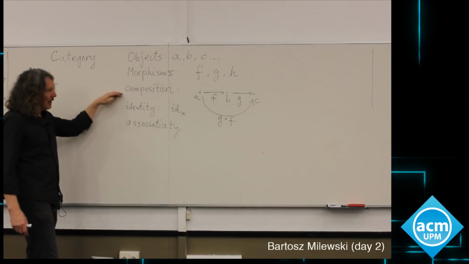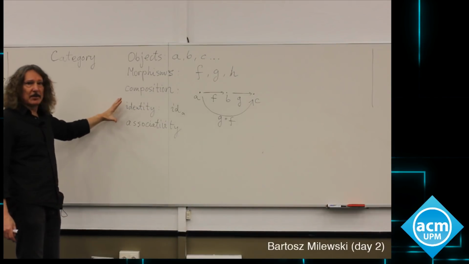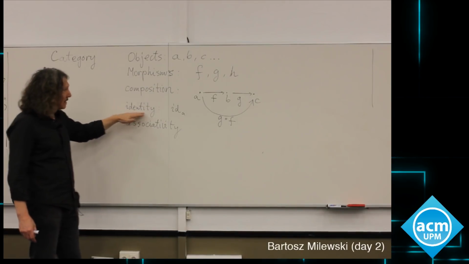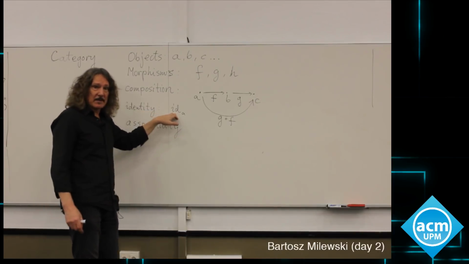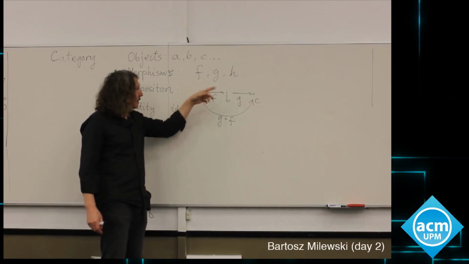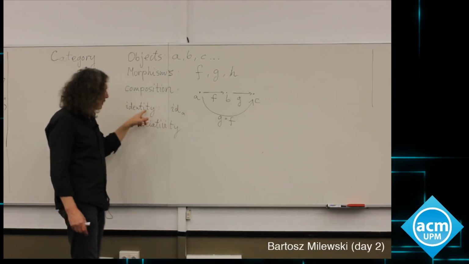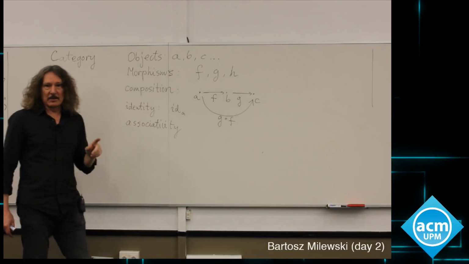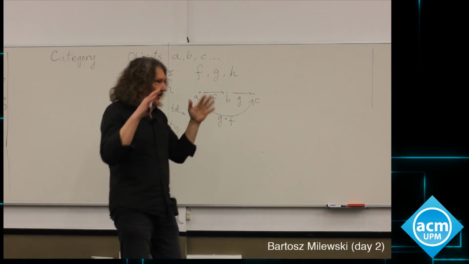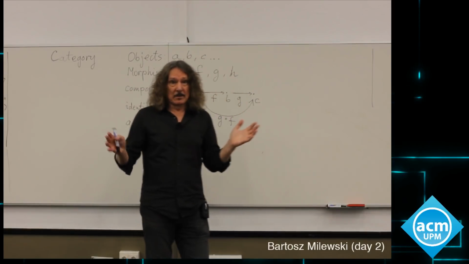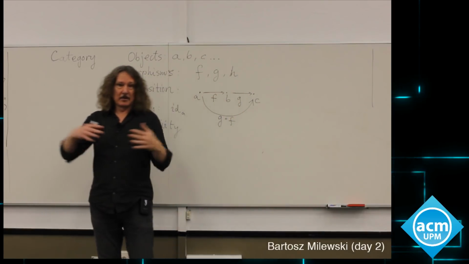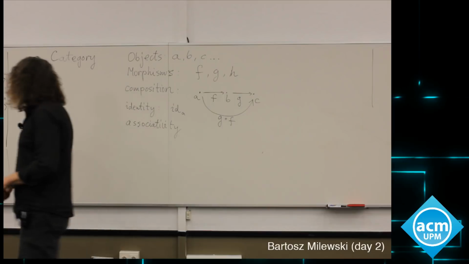Okay? And we know that there are simple laws for this composition. There is an identity morphism for every object, which circles back to the same object, right? And there's associativity, so that we don't have to put parentheses when we compose multiple arrows end to end. Okay.